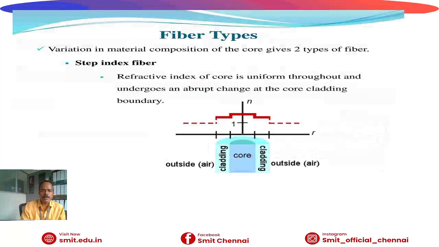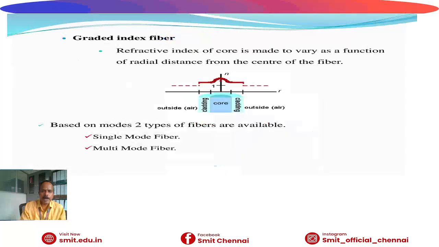Then coming on to the manufacturing of fiber optic types, there are two types: one is called step index fiber, the other is called graded index fiber. In the step index fiber, the refractive index of the core is uniform throughout, so the refractive index profile is rectangular in nature. In a graded index fiber, the refractive index profile is parabolic in nature. These are the two primary types based on the manufacturing of optical fiber.